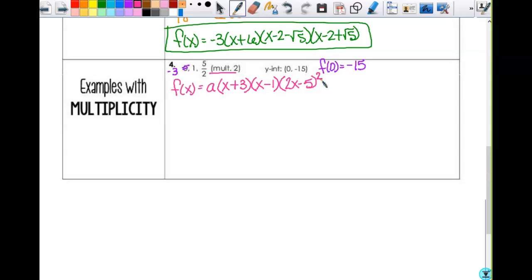Okay. Everybody good so far? No need to actually square it out, though, to work it out. I can leave it like that. That's totally fine. And I don't have anything inside of these to simplify. So now I can substitute in negative 15 for f of x. It's equal to a times, when x is 0, I get 3 times negative 1 times negative 5 squared.